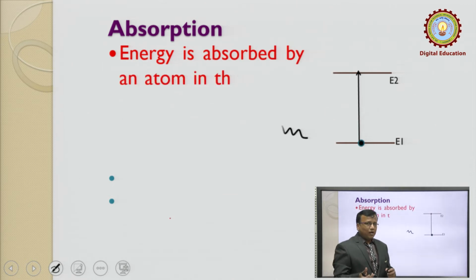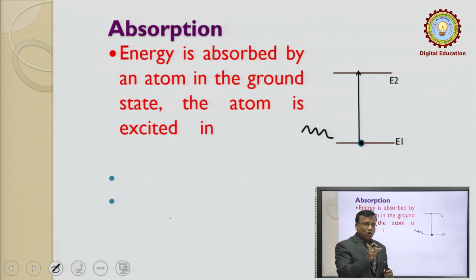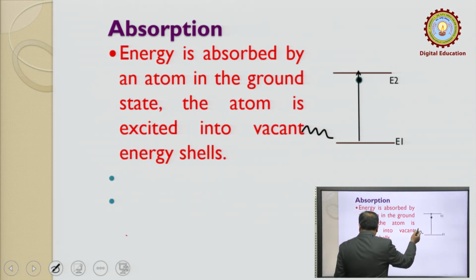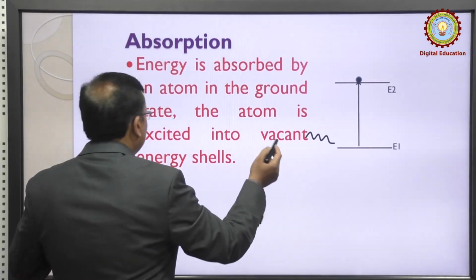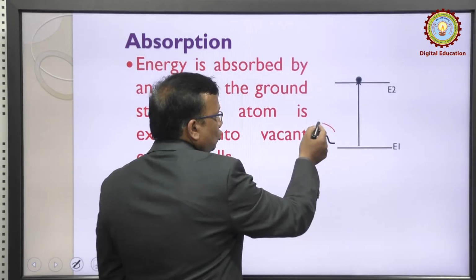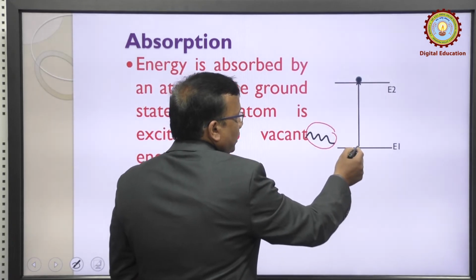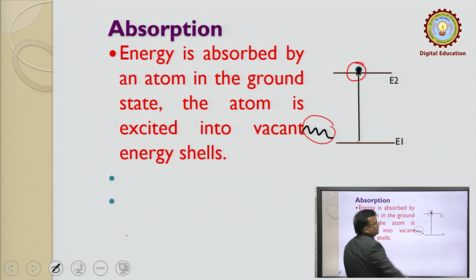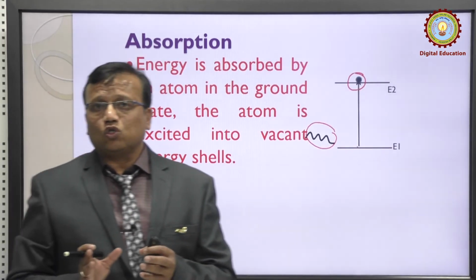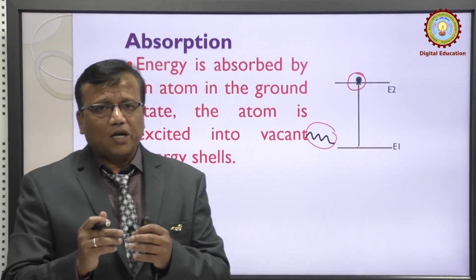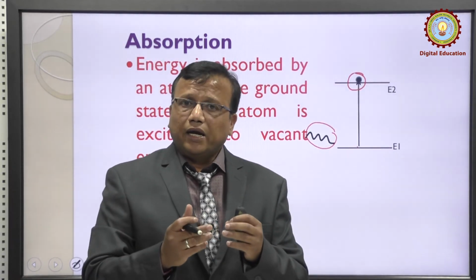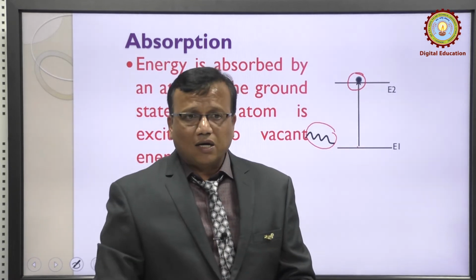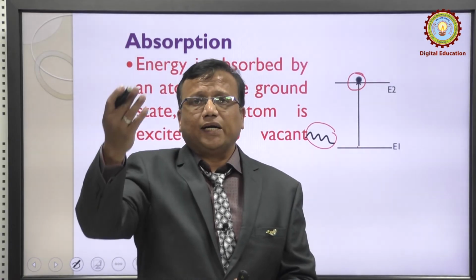It means whenever an atom is in the ground state and some energy from an outside source is given to this atom, then this atom absorbs the energy and is excited to the excited state. This is called induced absorption, because most of the atoms reside in the ground state, and whenever they absorb energy, they leave the ground state and jump to the excited state.